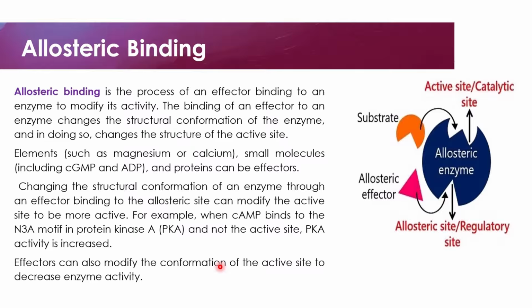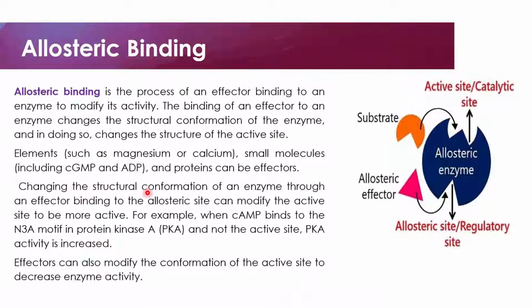Allosteric binding. So what you have to note is that allosteric binding is the process of an effector binding to an enzyme to modify its activity. The binding of an effector to an enzyme changes the structural conformation of the enzyme, and in doing so, changes the structure of the active site. Elements such as magnesium or calcium, small molecules including cGMP and ADP, and proteins can be effectors.